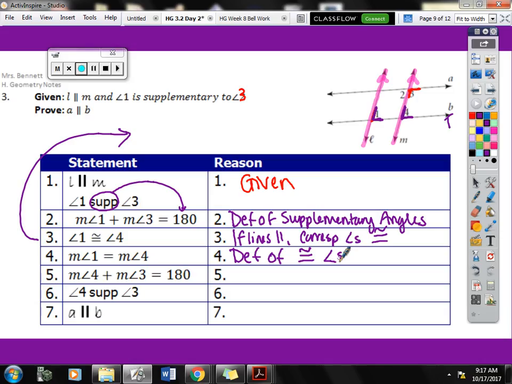I'm going to put a star next to step 5. Step 5 is using stuff in the previous lines to come up with it. 4 and 3 equals 180. Any guesses as to how we can say 4 plus 3 is equal to 180? We had 1 plus 3 is equal to 180. And we have 1 is equal to 4. Joey? Perfect. Since we proved 1 is equal to 4, you can get rid of the 1 and substitute the 4 in. So the substitution property.